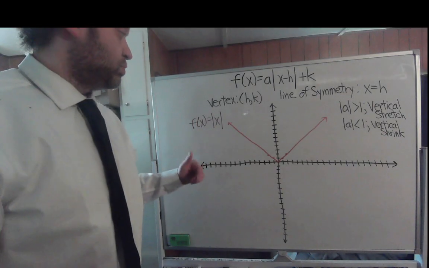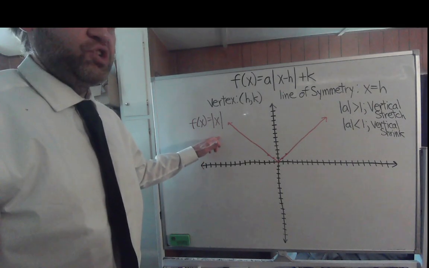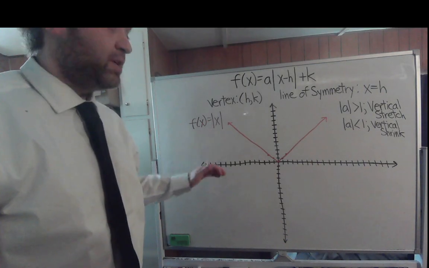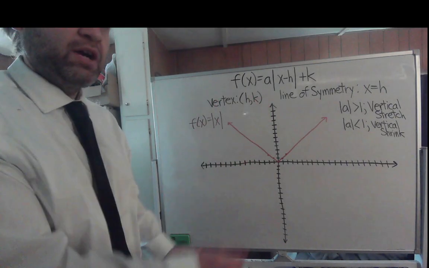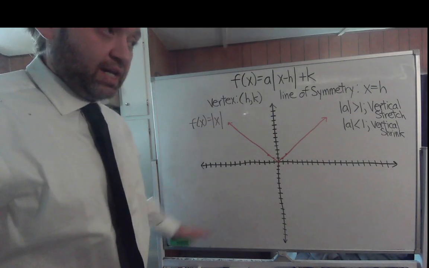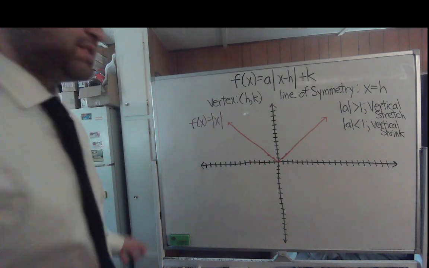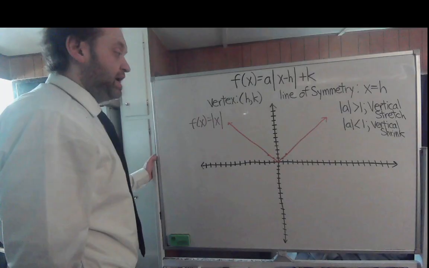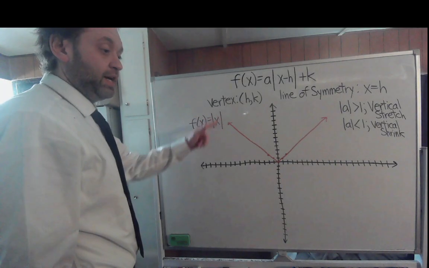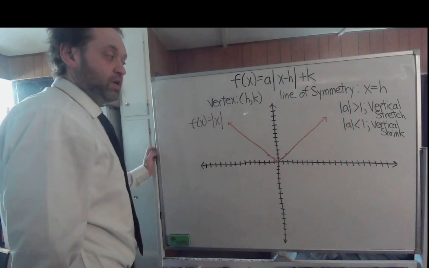That alone is why the absolute value function is not considered a linear function, because for it to be linear, you have to have a straight line. But this is definitely not a straight line. This is a V-shaped curve. So that's why, even though x is to the first degree, it's not a linear function.